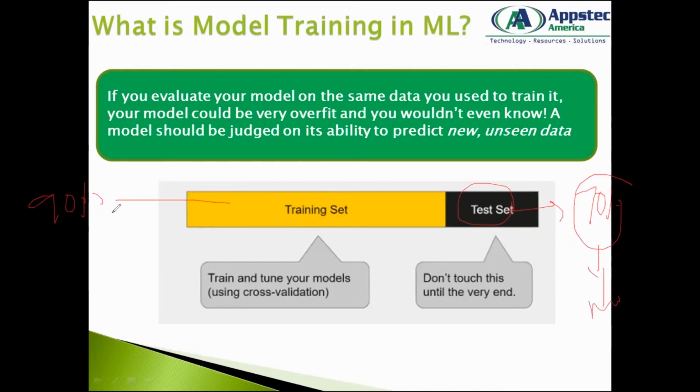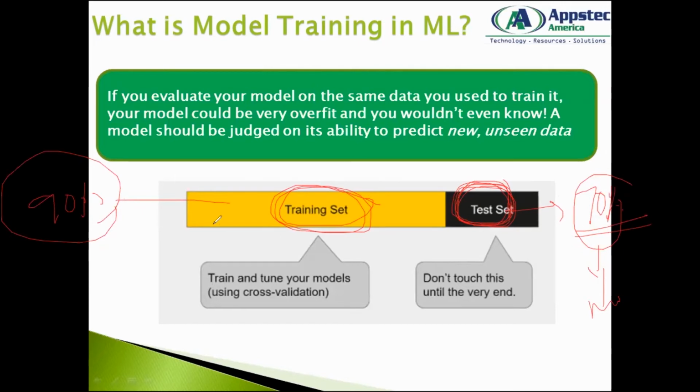That means it was trained well, but when I tested, there were some unknown data or unknown patterns available in this test data, which the model did not find in the training data. That's why it failed with the lesser accuracy. It did not fail, it predicted, but it is only 70% accurate.